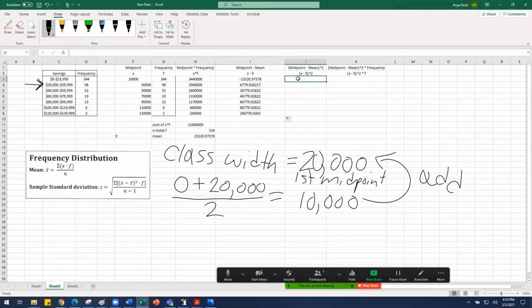The next column wants you to take that previous column and square it. So equal, parenthesis, click the previous column, Shift 6, 2 to square it. Click and drag your formula. The next column says you're going to take the previous column and multiply it times the frequency. So equal the previous column times the frequency. Drag the formula.